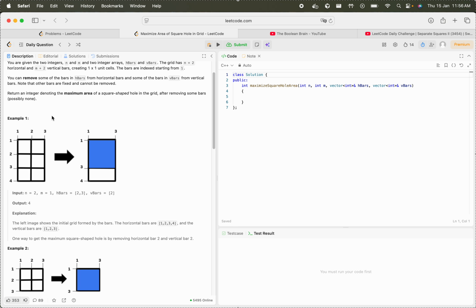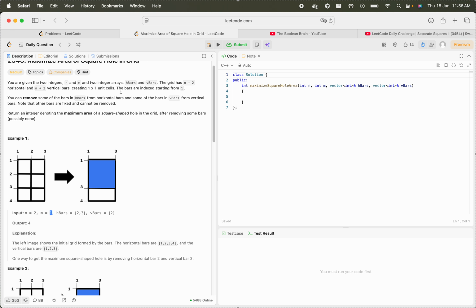As you can clearly see, here n is 2, m is 1. It means the grid has n plus 2 horizontal and m plus 2 vertical bars. So 2 plus 2 is 4 horizontal bars: 1, 2, 3, 4. And m is 1, so 1 plus 2 is 3 vertical bars: 1, 2, 3. 3 vertical bars and 4 horizontal bars.